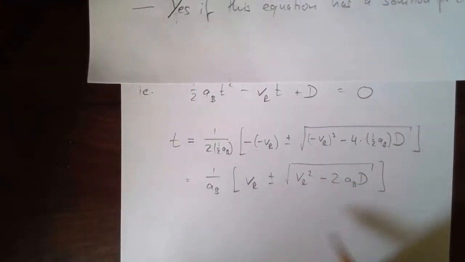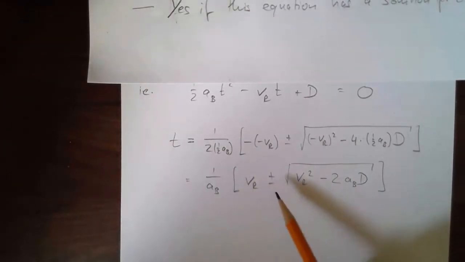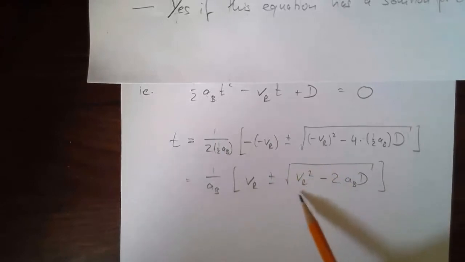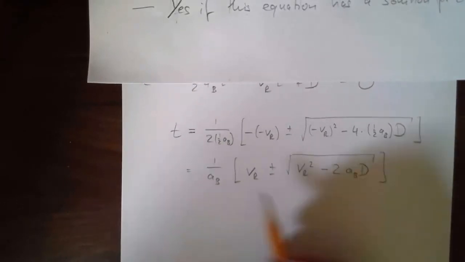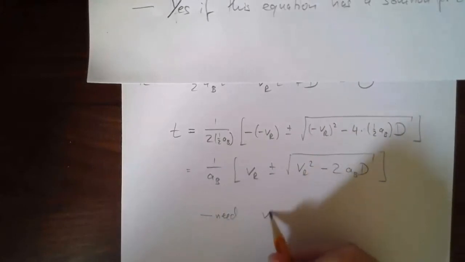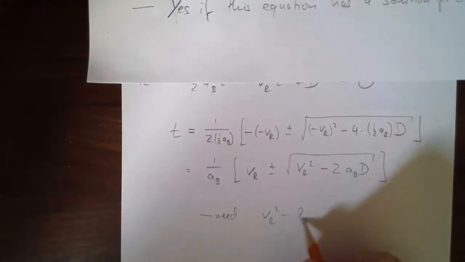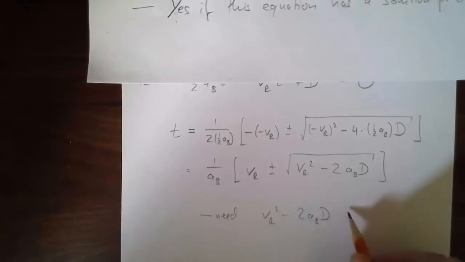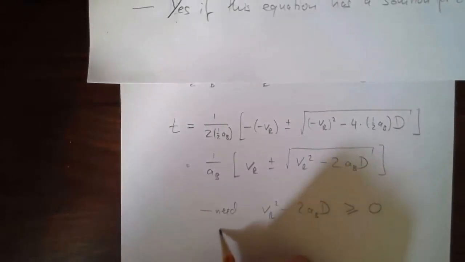Now, whatever the values are, that's going to be some number. That number is real if this thing in here is positive. So we need VR squared minus 2ABD greater or equal to 0 for there to be a real solution.